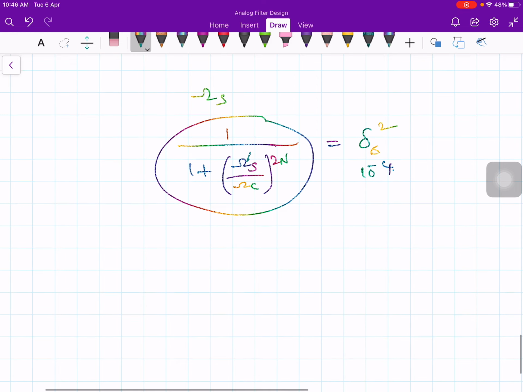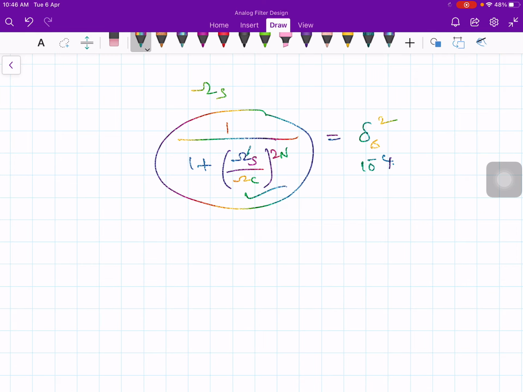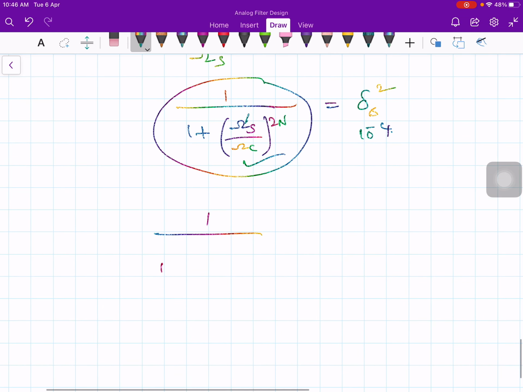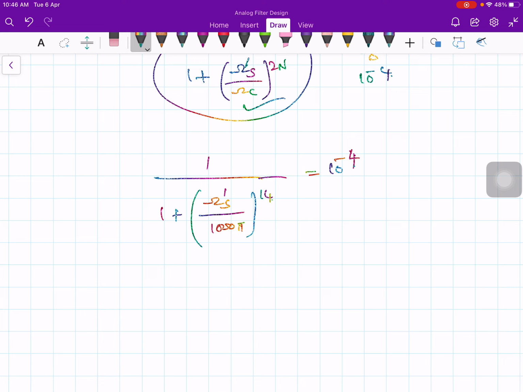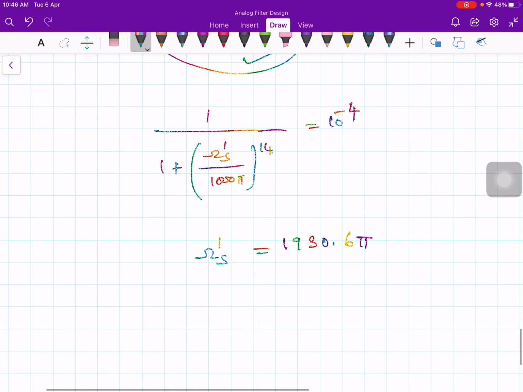And omega C is given. Omega C is what? The 3 dB frequency. Okay, that is given as 1000 pi. So you can substitute that. So 1 divided by 1 plus omega S prime divided by 1000 pi to the power 2 times n, that is 14, right, is equal to 10 to the minus 4. And if you solve this, the omega S prime comes out to 1930.6 pi. Okay, so it occurs earlier.